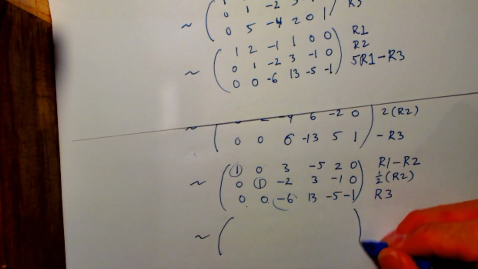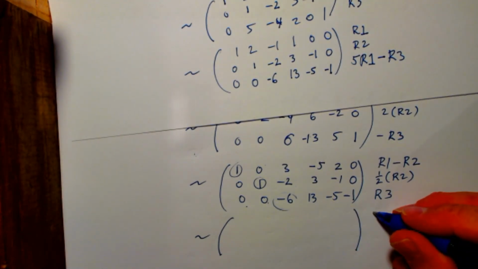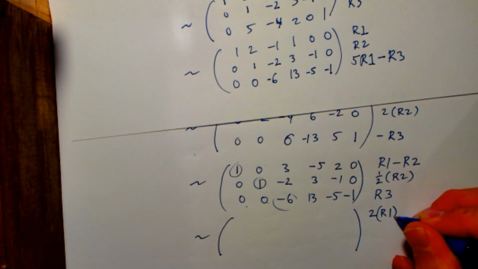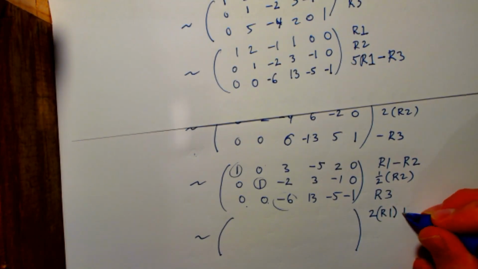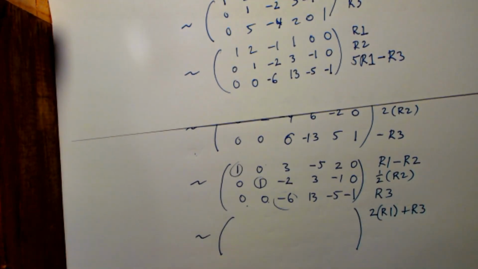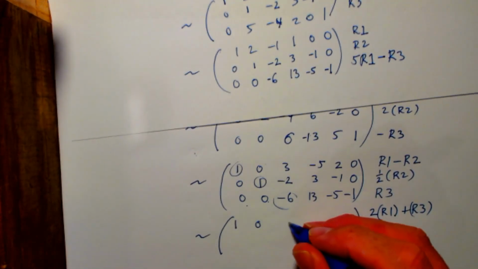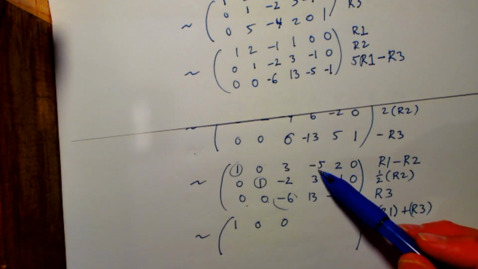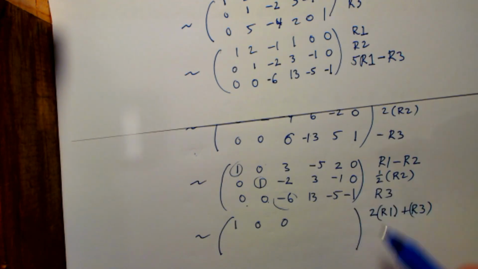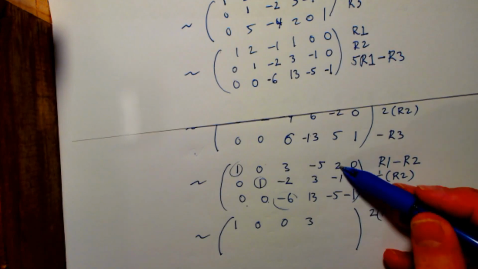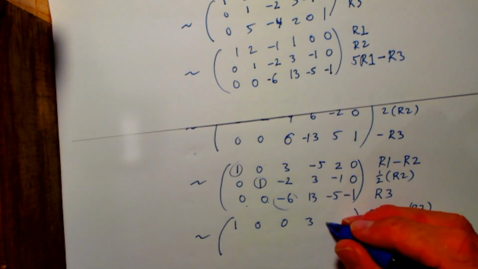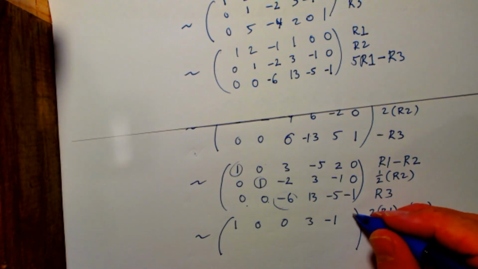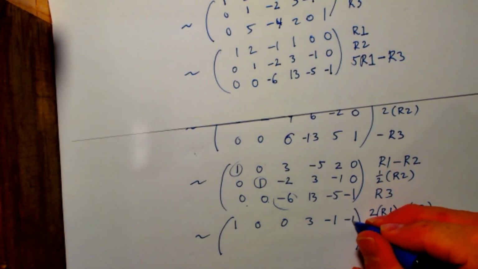We'll replace row 1 with twice row 1 plus row 3. Okay, so that we get a 0 there. So then we'll have 1, 0, 0, twice minus 5 is minus 10, plus 13 is 3, twice 2 is 4, plus minus 5 is minus 1, twice 0 is 0, plus minus 1 is minus 1.